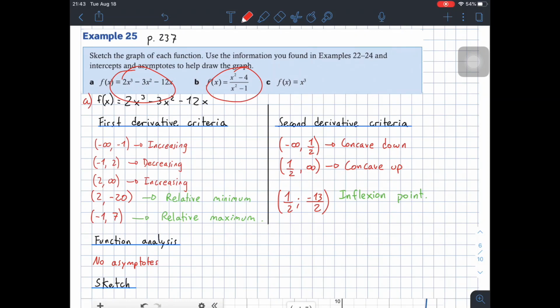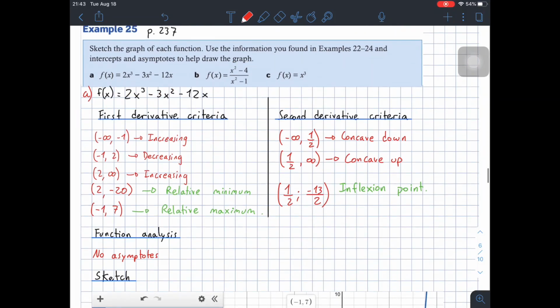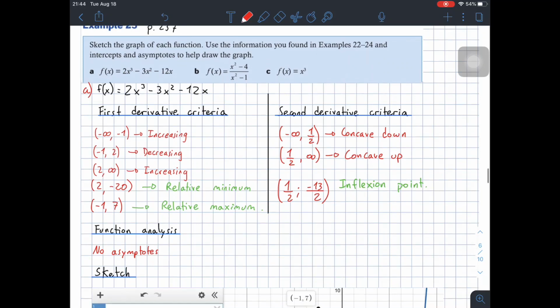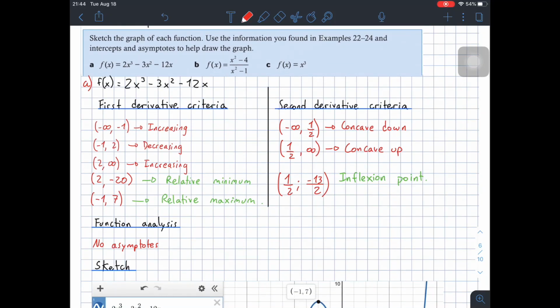Okay, so what I did here is I wrote a summary of the different characteristics that we obtain from each of the functions. For example, in this case is function A, the first one, part A, and I wrote all of the interesting information that we got from the first derivative criteria. Remember, from the first derivative we determined the intervals where the function is either increasing or decreasing, and we found points corresponding to either relative minimum points or relative maximum points. Okay, that's what we found with the first derivative criteria.